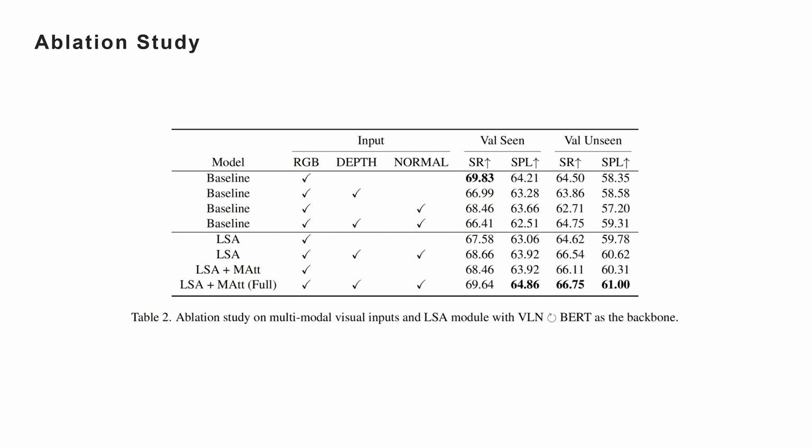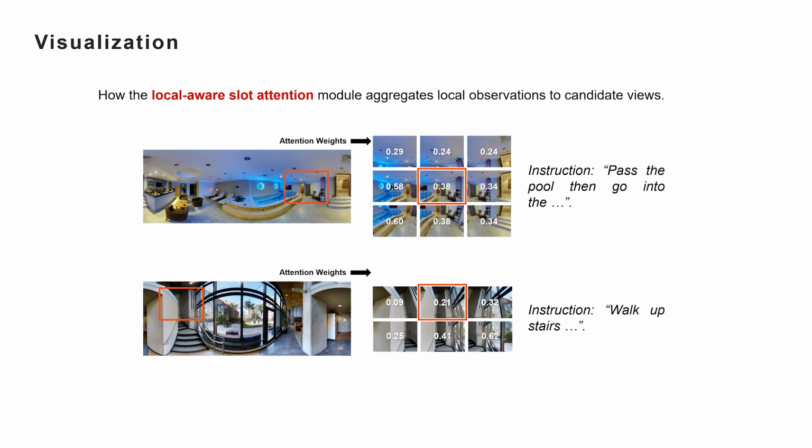We also include two visualization examples to demonstrate how the local-aware slot attention module aggregates local observations to candidate views. Each image in the visualization is accompanied by an attention score, indicating the importance assigned to it. Notably, the nearby images containing objects such as a pool, stairs, and handrail receive higher attention scores. This indicates that the agent successfully extracts useful features from its local neighbors to aid decision-making.